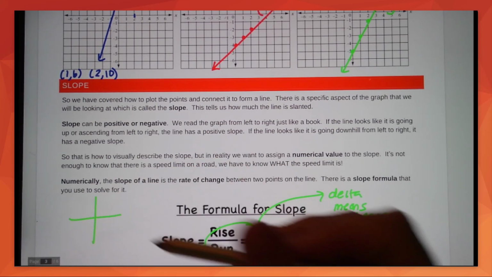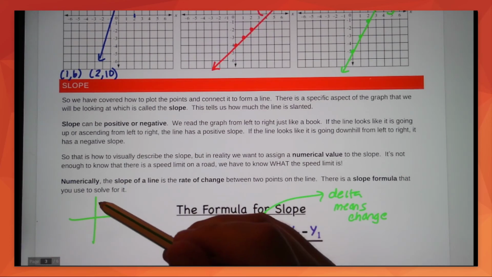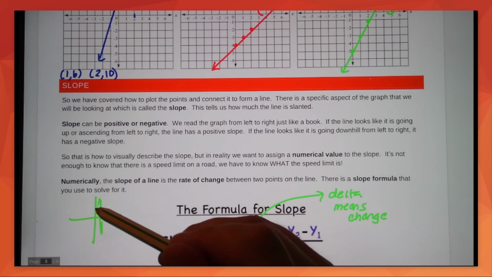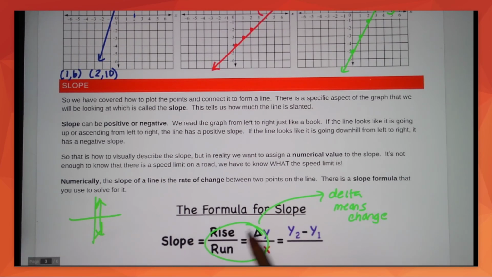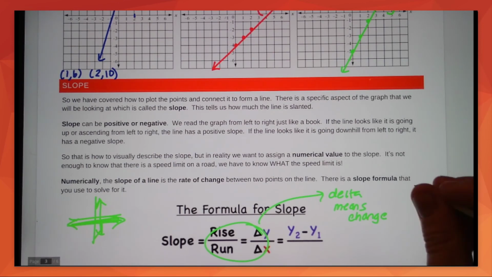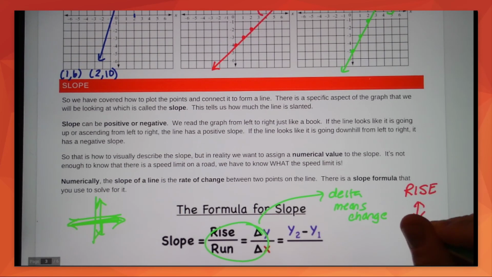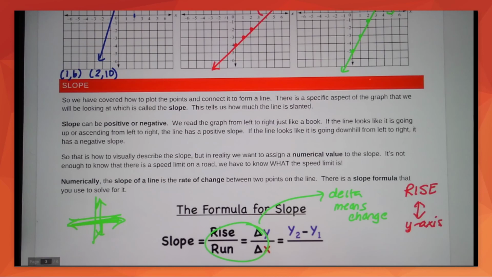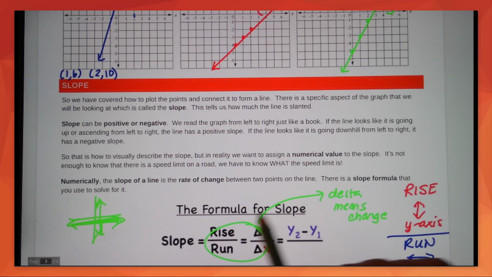If you're looking at a graph, right? Like how much rise, or up and down, that's the y-axis, compared to how much run you have, which is left to right. Okay, so let's make a separate note of this. We'll use a different color. Rise is up and down, y-axis, and the run is left and right, and it's the x-axis. Keep that in mind, okay? Let me just get rid of this circle.